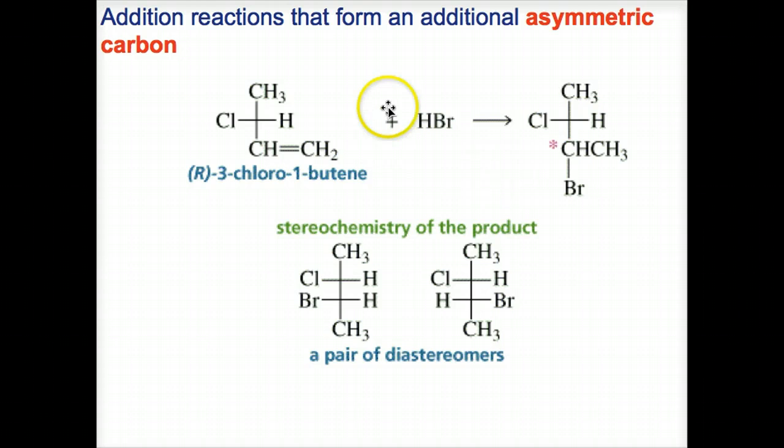Take a look at the above reaction again. None of the bonds to the asymmetric carbon in the reactant is broken during the addition of HBr. There it is right there. There it is in the product. So the configuration of this asymmetric carbon does not change. However, the bromide ion can approach the planar carbocation intermediate from either the top or the bottom in the process of making the new asymmetric carbon.